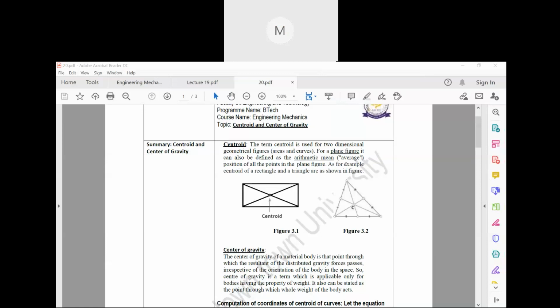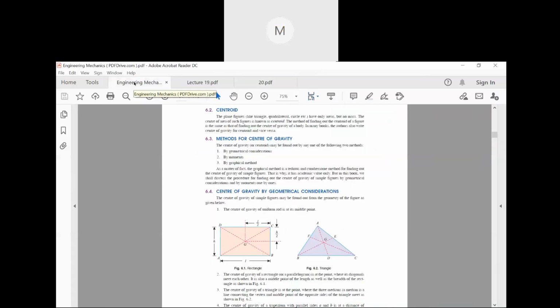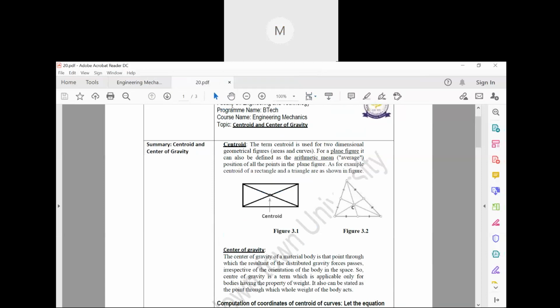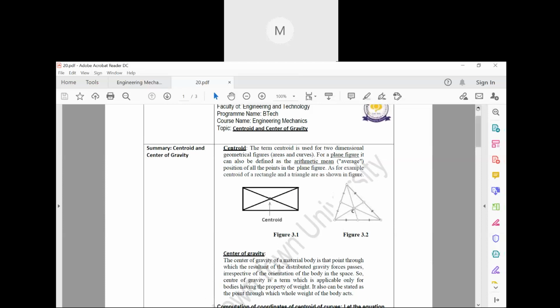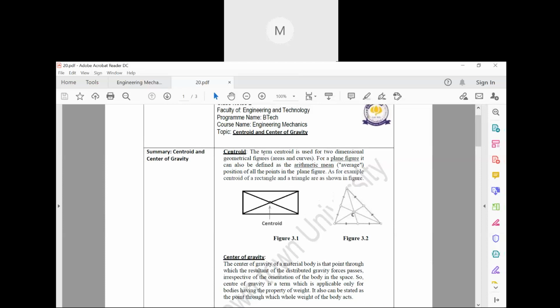So, what is centroid and center of gravity? Now, the terms centroid and center of gravity. Have you heard of the term centroid before? Now, centroid can be defined as the arithmetic mean or the center point of any two-dimensional figure.